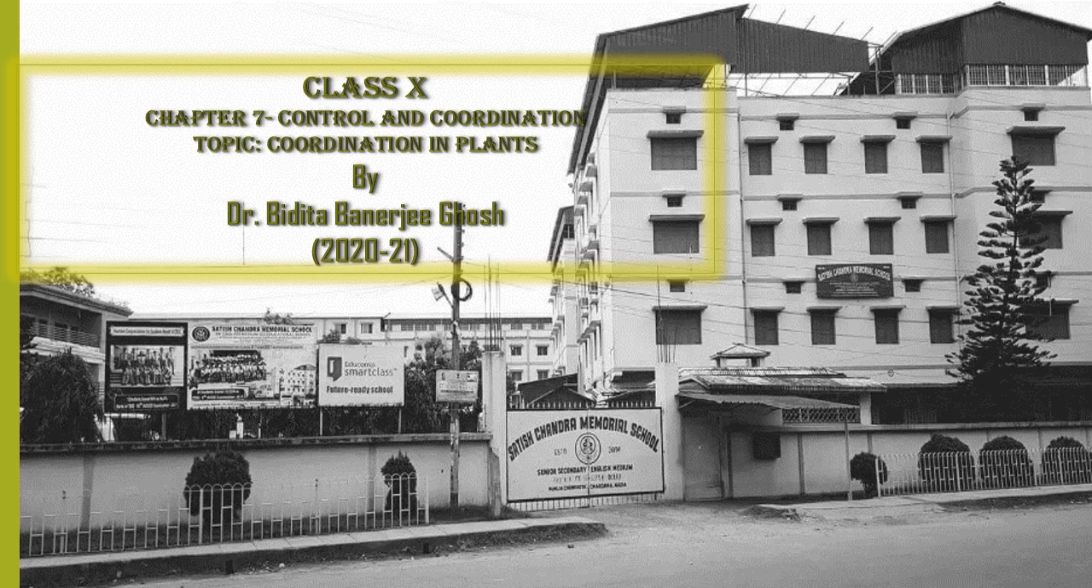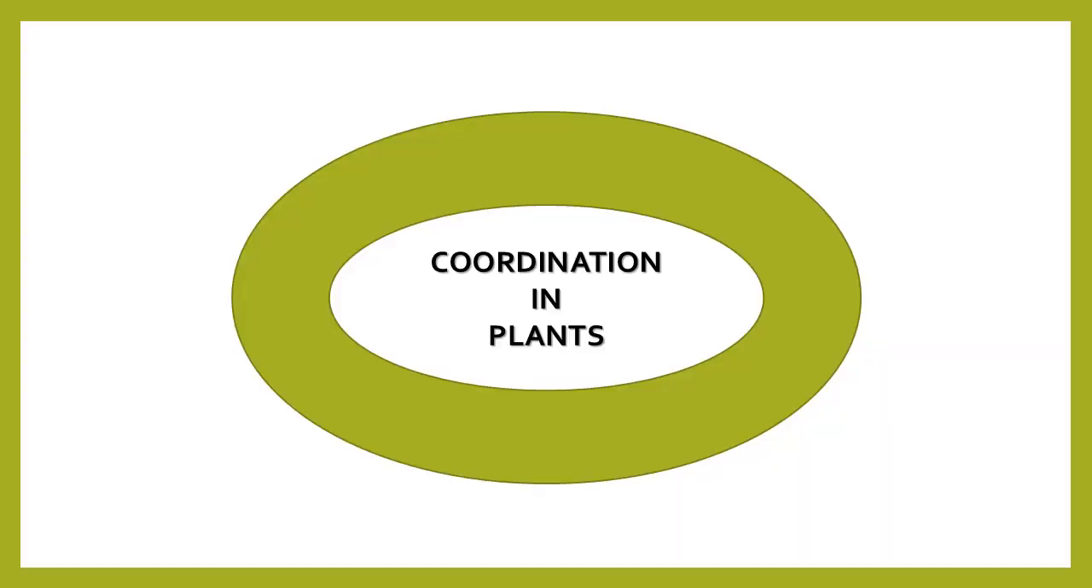Hope all are fine. Today the topic is coordination in plants, and that's from chapter 7. Before I start, I will discuss first what we are going to know from this chapter. So today's topic, coordination in plants. These plants do not have any nervous system, nerves, or neurons. So how do they coordinate?